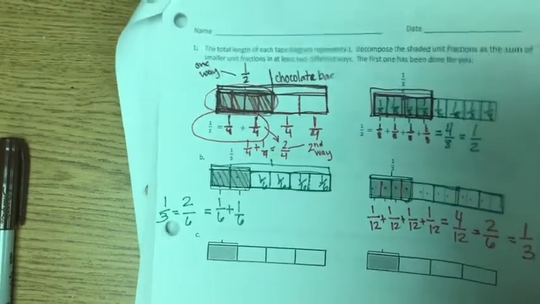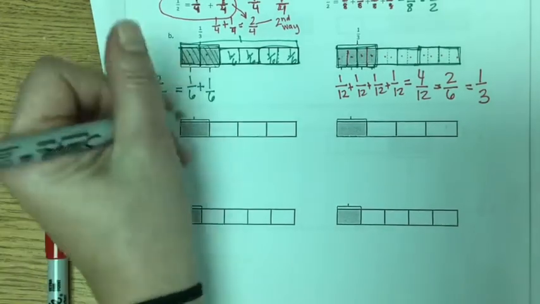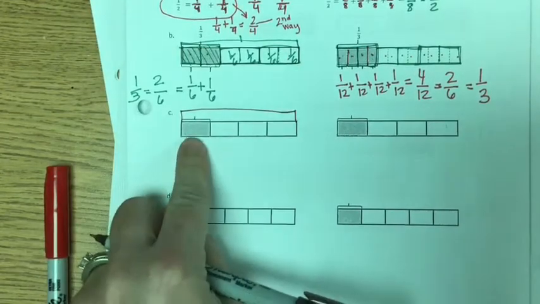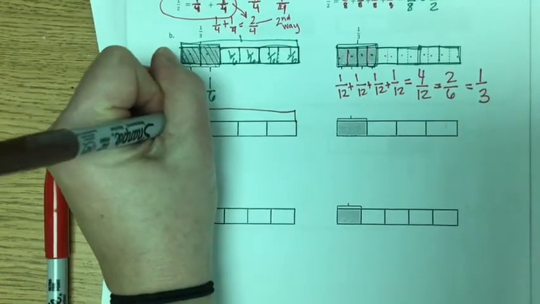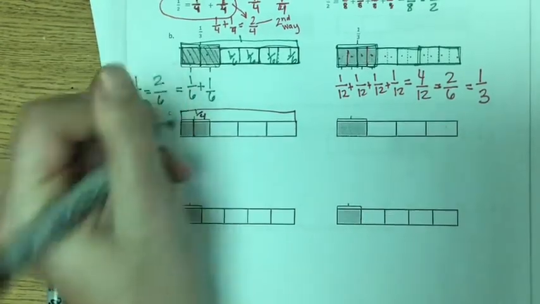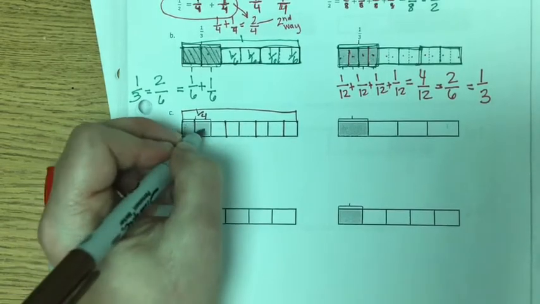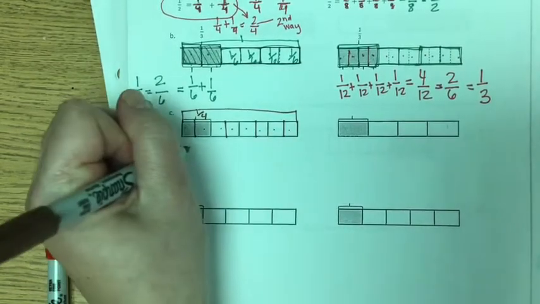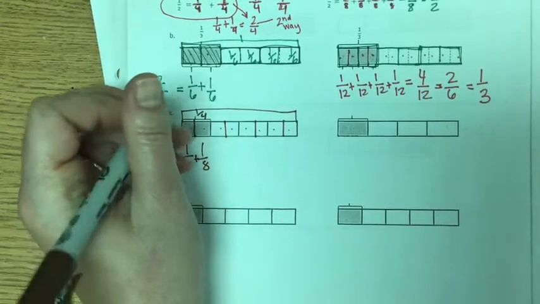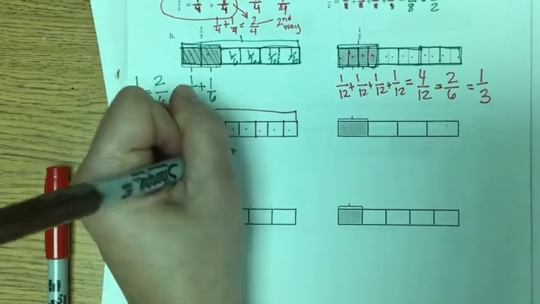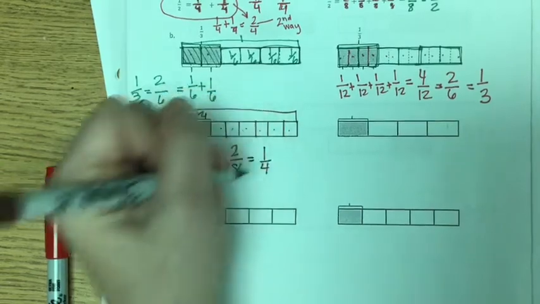All right, let's do one more together. So if you look, looks like I have 1, 2, 3, 4. Well, this looks like it's 1/4. And then if I cut this in half, remember, these all would be cut in half. Let's see, 1, 2, 3, 4, 5, 6, 7, 8. Now that's cut into eighths. Well, 1/8 plus 1/8 is going to equal 2/8, which is the same as 1/4, okay?